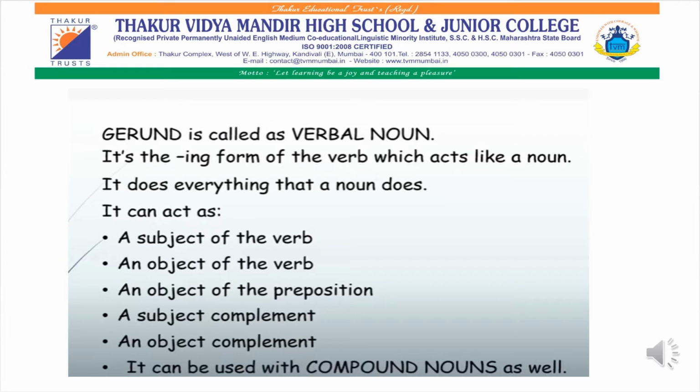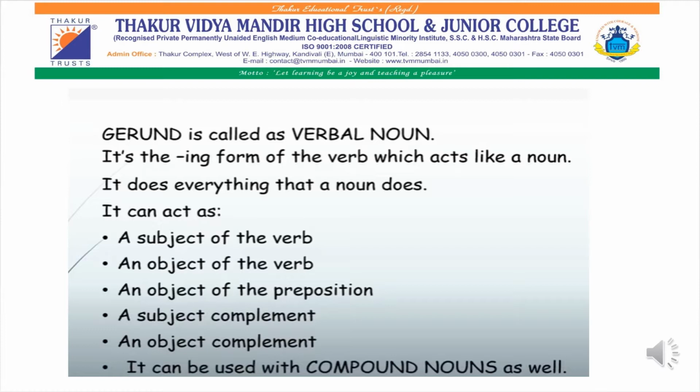Firstly, we will study what exactly is a gerund. A gerund is called a verbal noun. It is the ing form of the verb which acts like a noun. I don't want you all to get confused, and therefore I am teaching you separately what exactly is a gerund and what exactly is a participle. The work of a gerund is like a verbal noun. It acts like a noun. It does everything that a noun does.